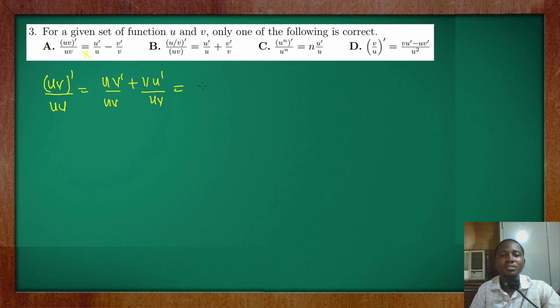So that means here you're going to have, u will cancel u, so you are going to have v prime over v, then plus, now here v will cancel v, so you have u prime over u. You can see that the option has a minus sign here, so option A cannot be the right answer. Let's go to option B.